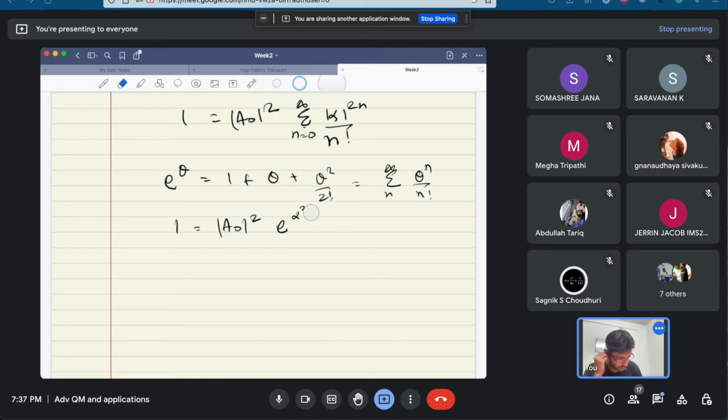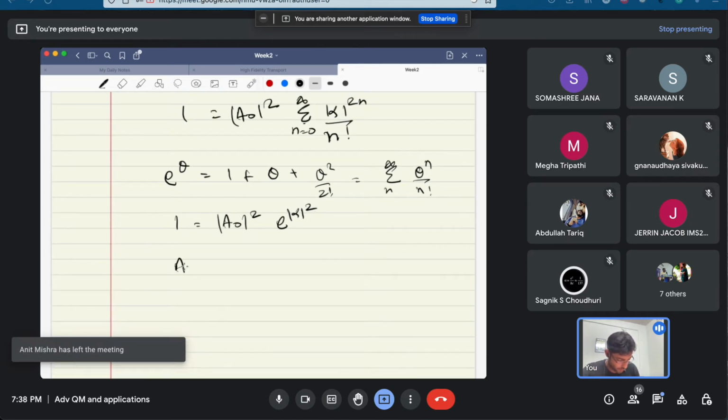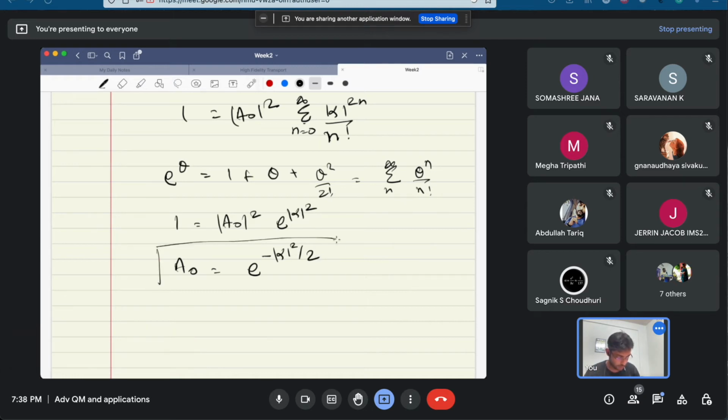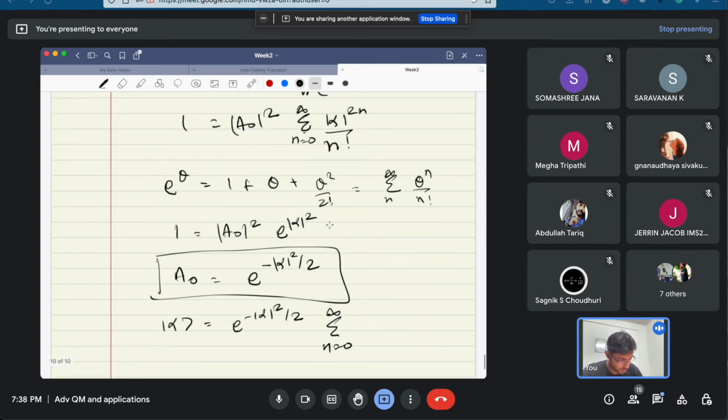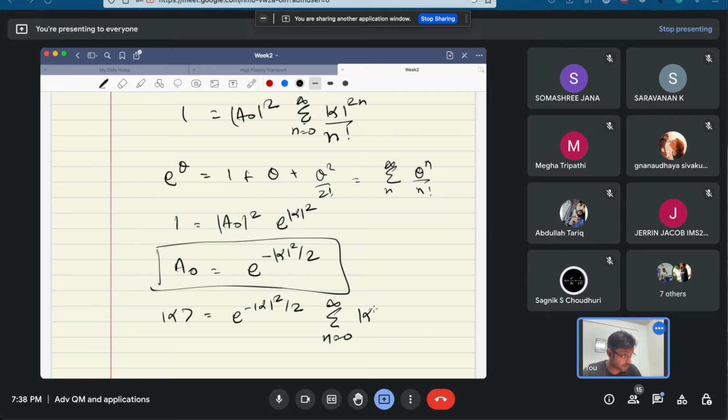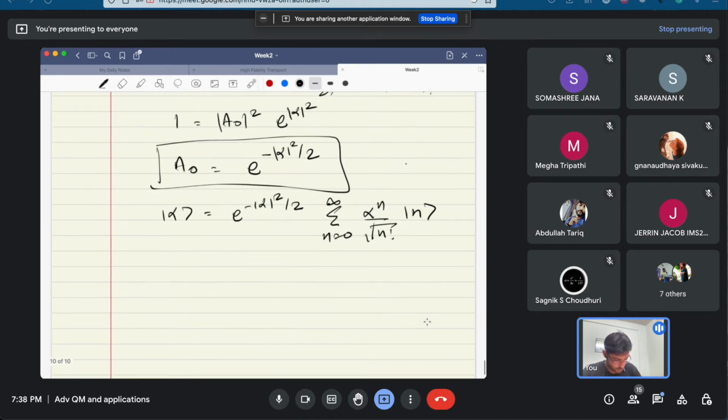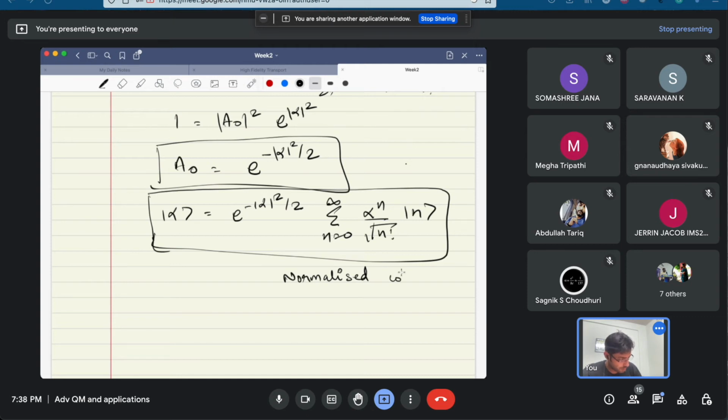Sorry, not 2n, n is not there anymore, so we have mod alpha square. So essentially your a naught is written as e to the power minus mod alpha square by 2. So this is your normalization constant, and finally the coherent state can be written in the form e to the power minus mod alpha square by 2, and we have the summation from n equal to 0 to infinity of alpha to the n over root n factorial times the n basis. So this is your normalized coherent state.